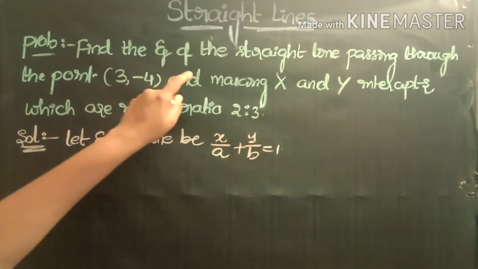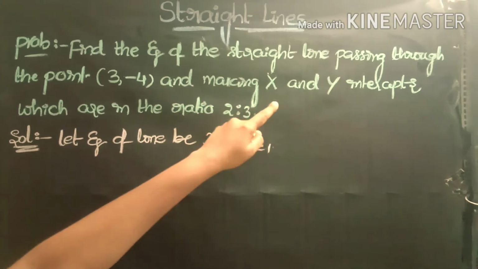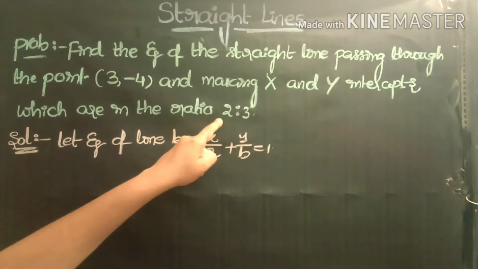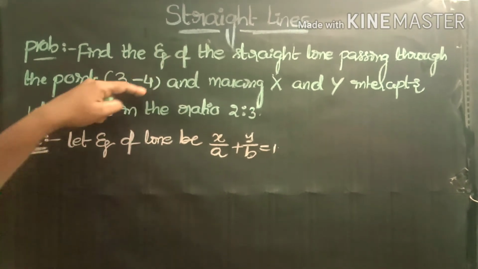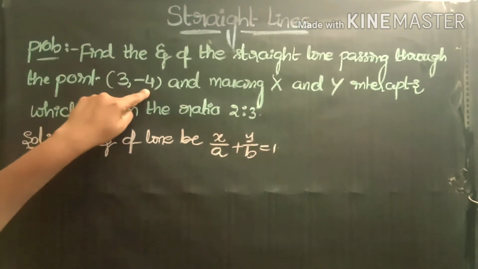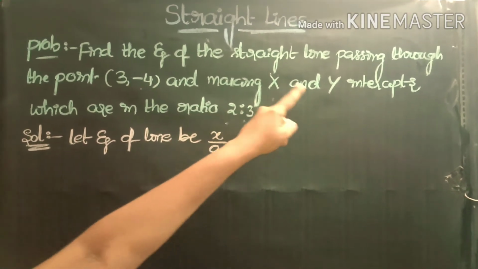Find the equation of the straight line passing through the point (3, -4) and making x and y intercepts which are in the ratio 2:3. So we find the equation of the straight line. We want the equation of the line passing through the point (3, -4) and making intercepts in the ratio 2:3, the x and y intercepts.